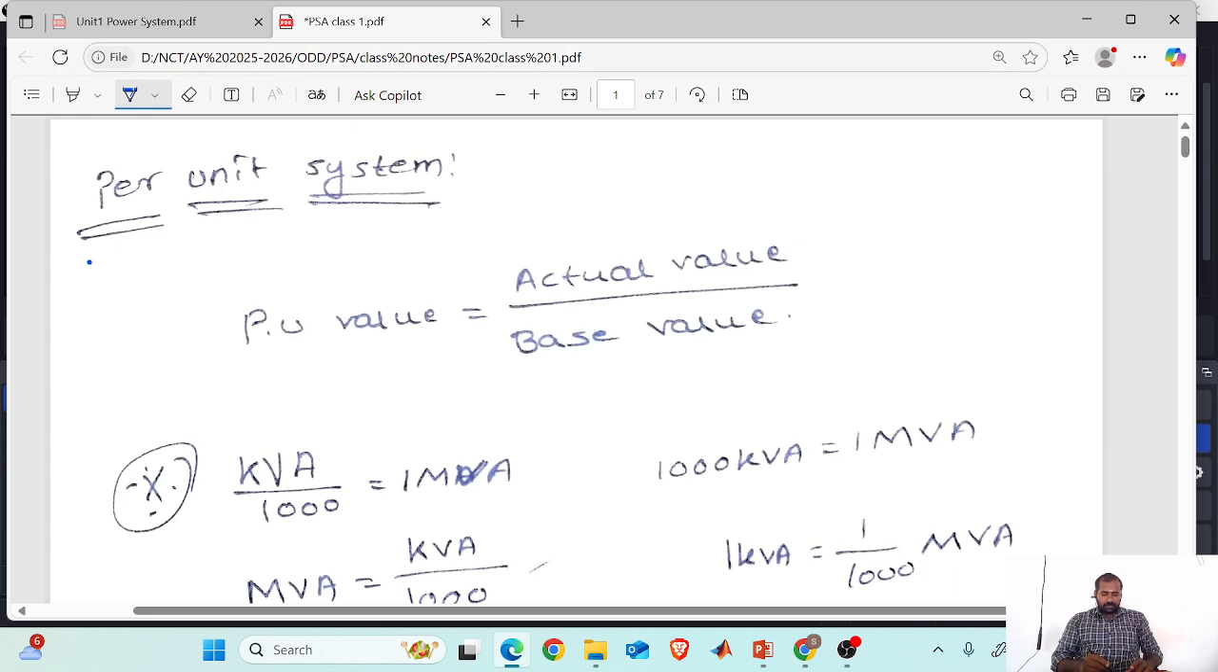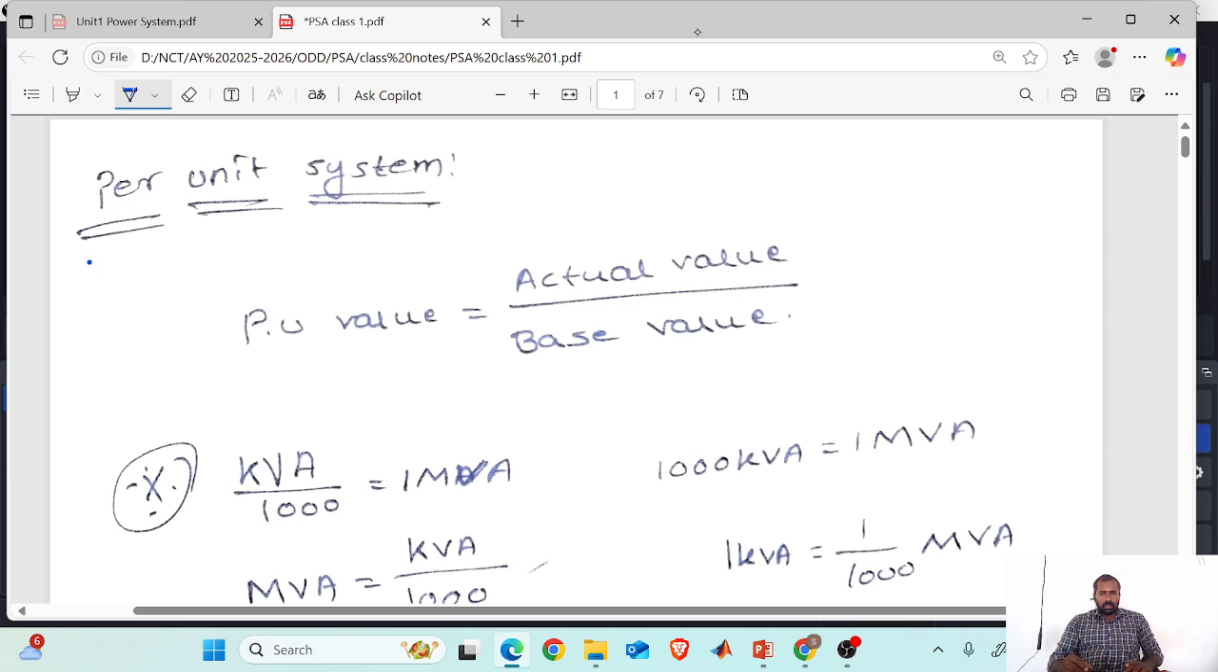Hello students. In power system analysis, one of the important topics is called the per unit system. The use of the per unit system is to simplify power system calculations. Normally you will have electrical quantities like voltage, current, power, and some other parameters, and you bring everything into a common base. That is what per unit is.